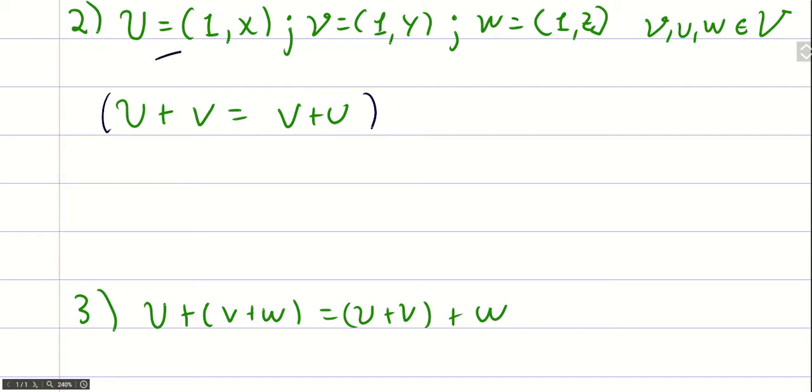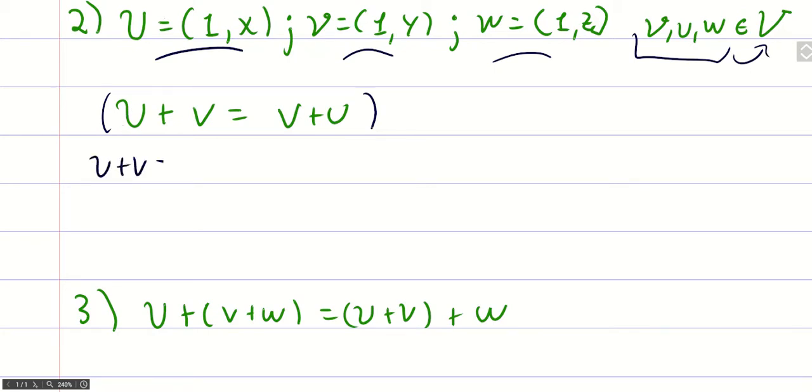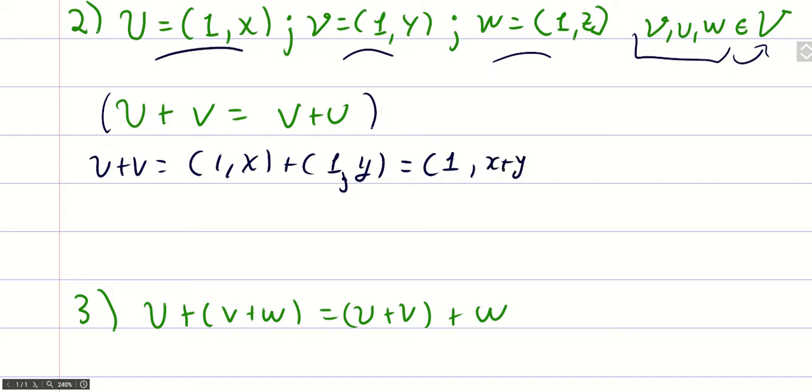So for that we're going to consider vectors of this form. U is going to be (1, x), V is going to be (1, y), and W will be (1, z). And it is clear that these three vectors are elements of this space V. So let's show this property. So U plus V is equal to (1, x) plus (1, y), and when we sum them up, the first coordinate will remain the same, and then here we got x plus y, and that's it.